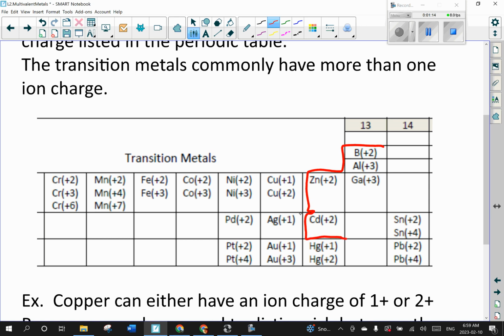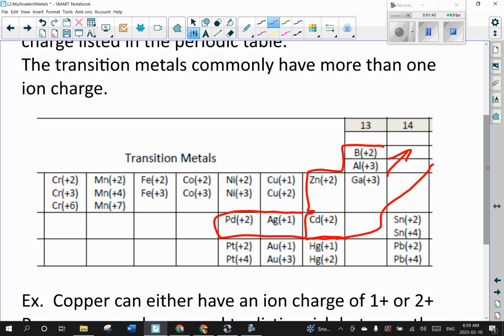As soon as we get back into this area, we start to see that these ones tend to behave differently, but then you've got these weird ones down here. I think PT is plutonium, I don't know, maybe it's platinum. And then AU, gold, mercury. We've got tin over here and lead. So those are your common ones that are going to have multiple valences.